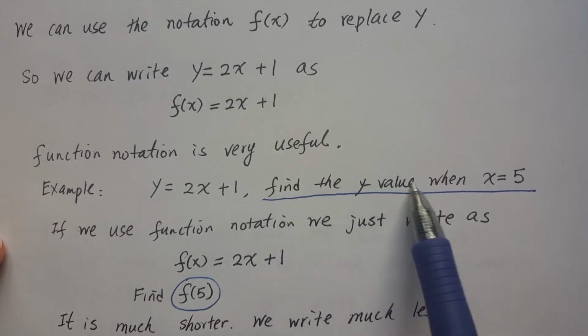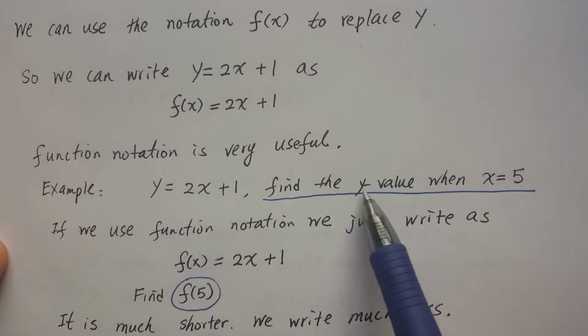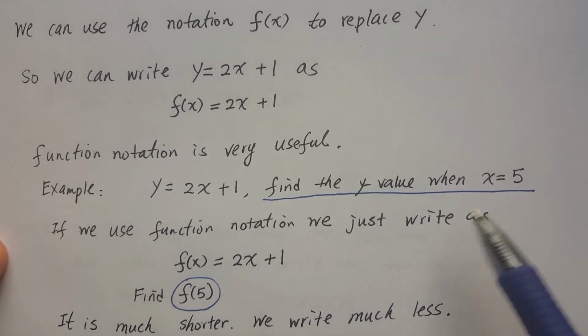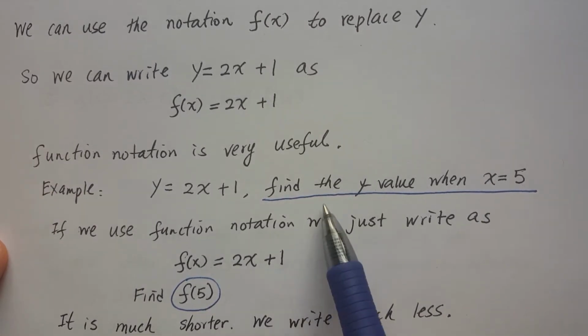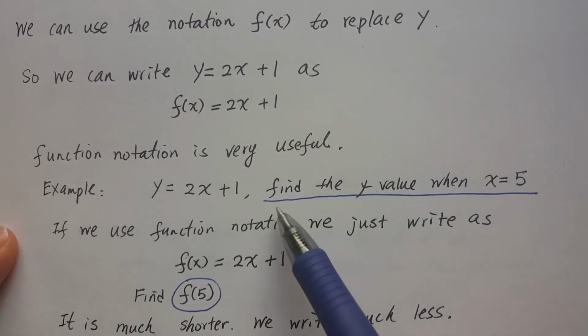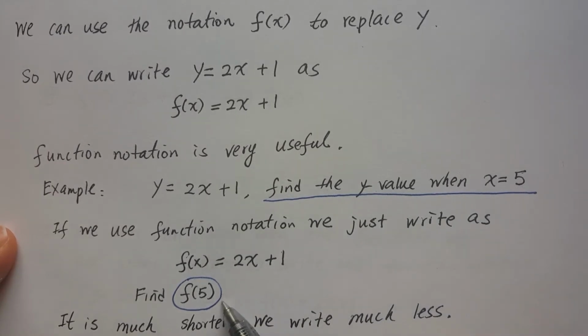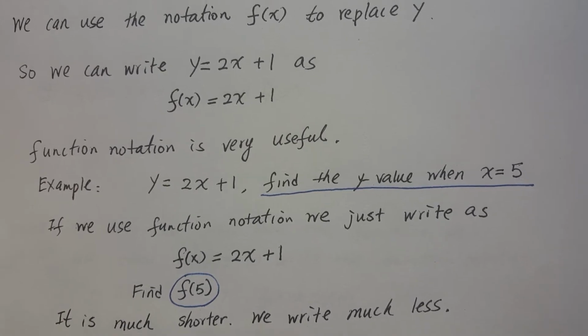You condense this whole thing into a very simple notation. Find the y value when x = 5 becomes f(5). It's much shorter and we write much less. All mathematicians want to write less, so that's why they invented the function notation to condense this into something very short. Now we are going to do some questions related to function notation.